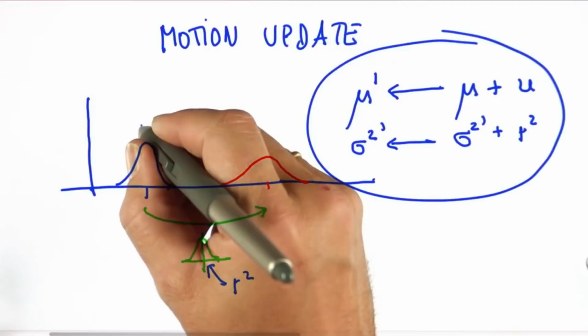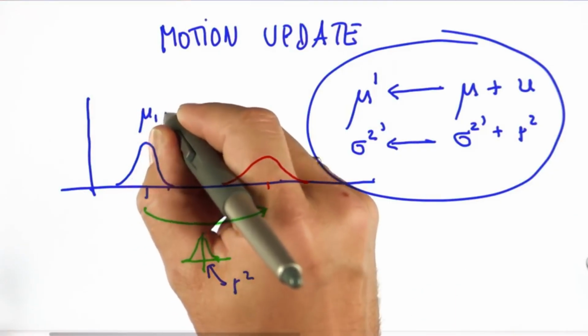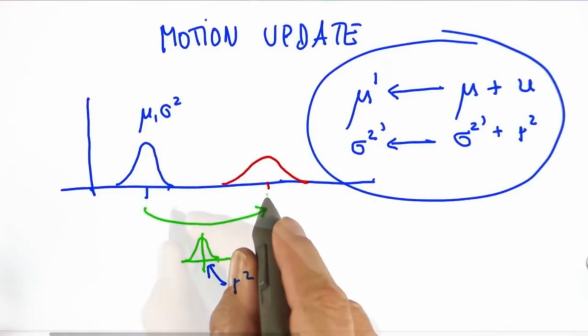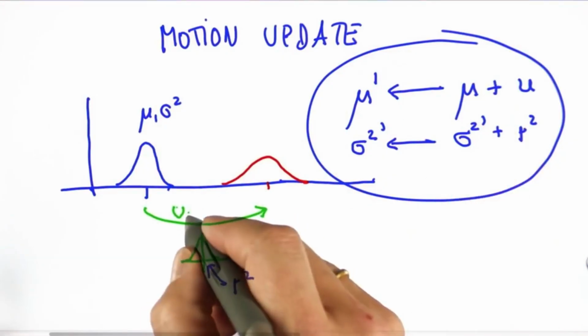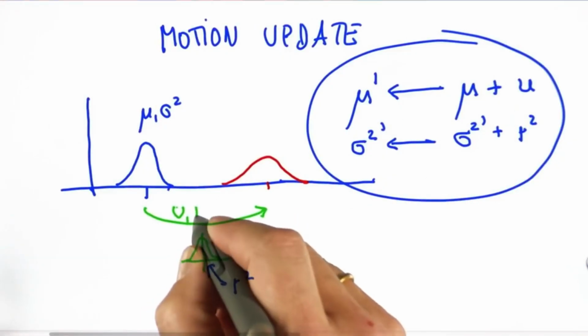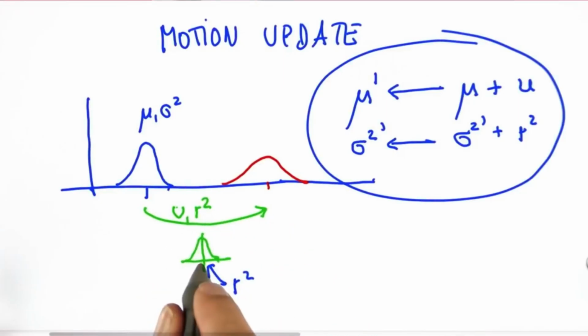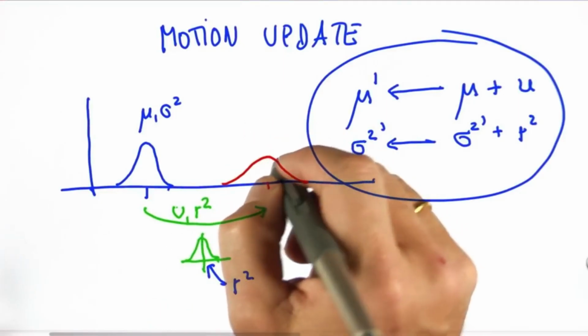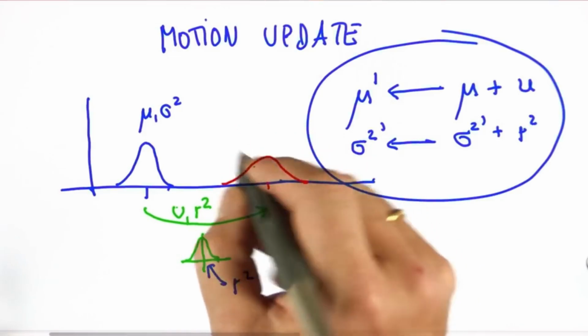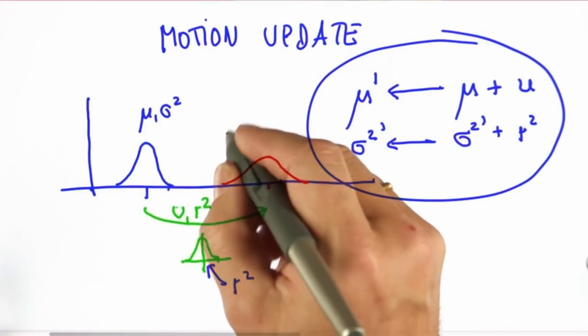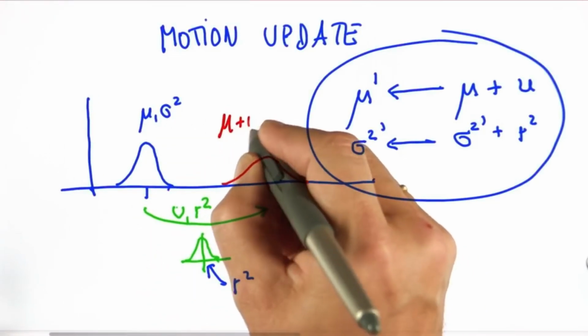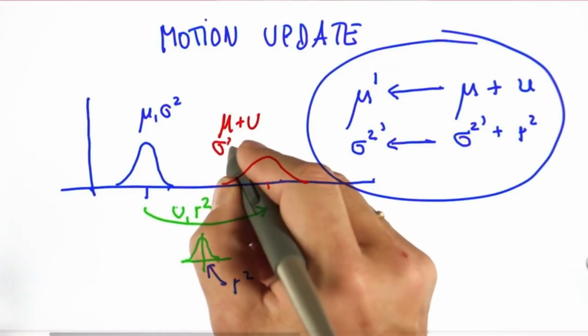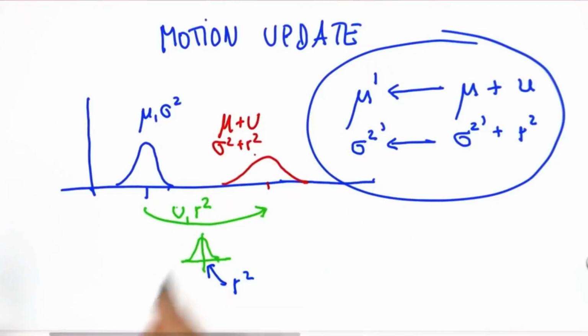But in summary, we have a Gaussian over here. We have a Gaussian for the motion with u as the mean and r square as its own motion uncertainty. And the resulting Gaussian in the prediction step just adds these two things up. Mu plus u and sigma square plus r square.